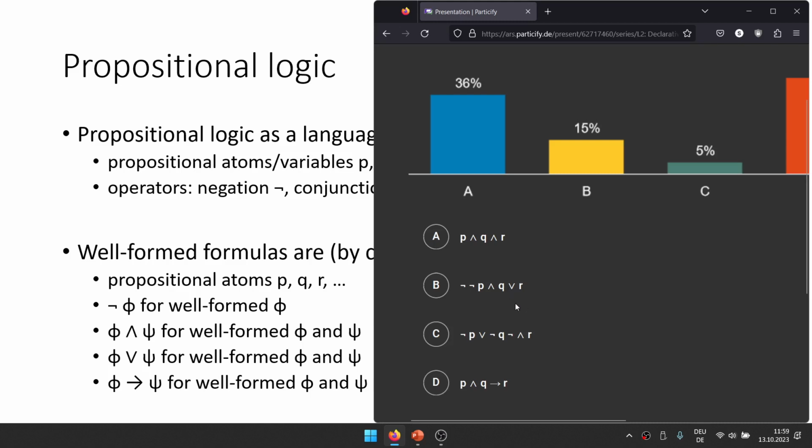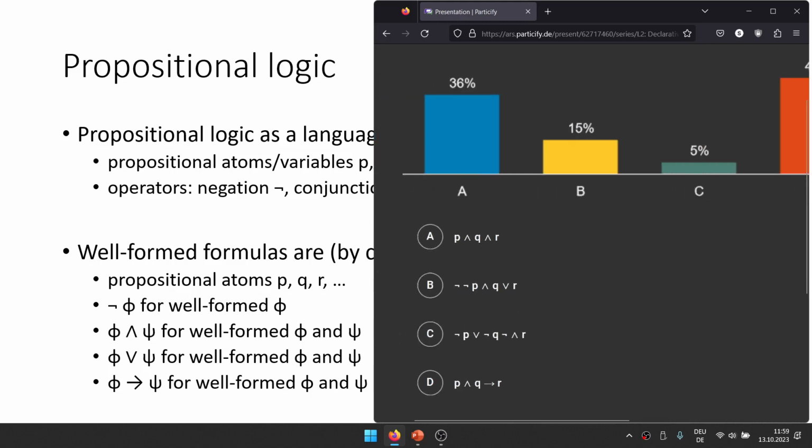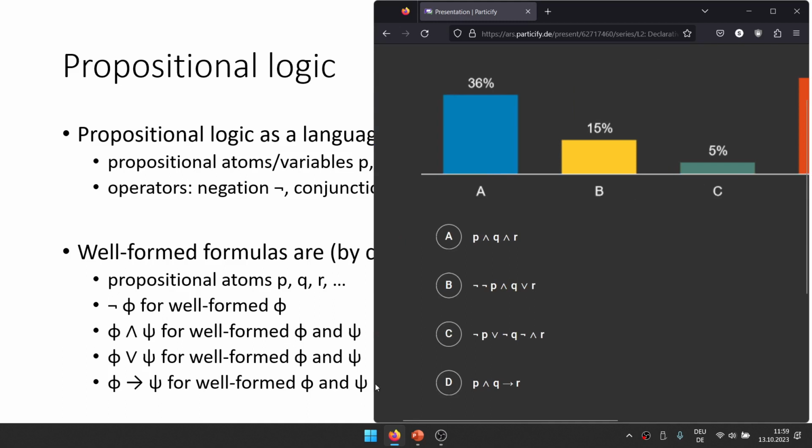Okay, so next one, let's look at the easier one, D. P and Q implies R. We can construct it again in the same way. Now, what about B?